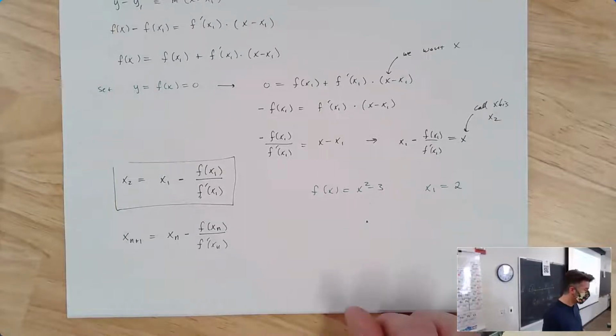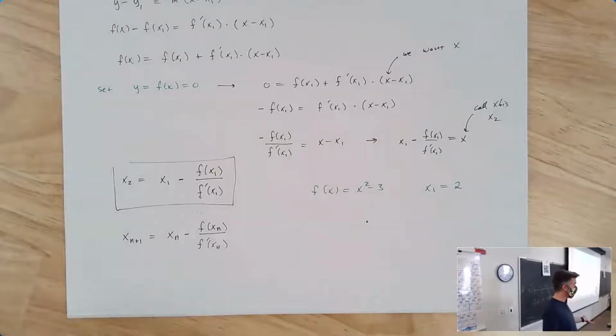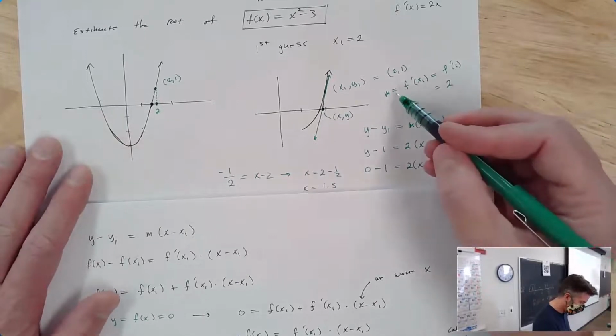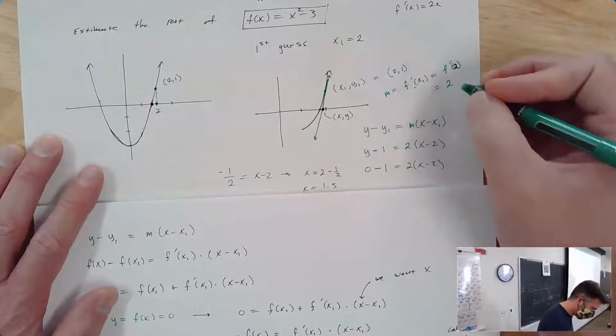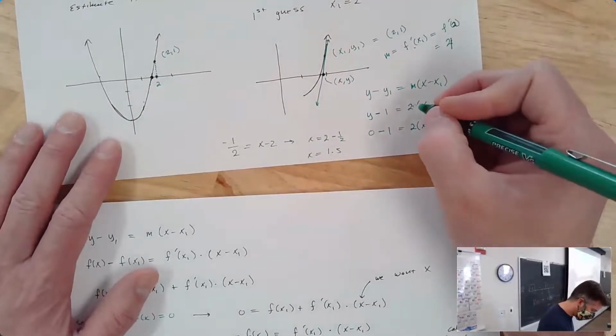My derivative shouldn't have been 2. My derivative should have been 4. So my derivative was 2x, but I plugged in x equal to 1 to find the derivative instead of plugging in x equal to 2. So if you look back here for a second, I said my derivative there was f prime of x1, which should have been f prime of 2, which should have been equal to 4. So I should have had a 4 as my slope.